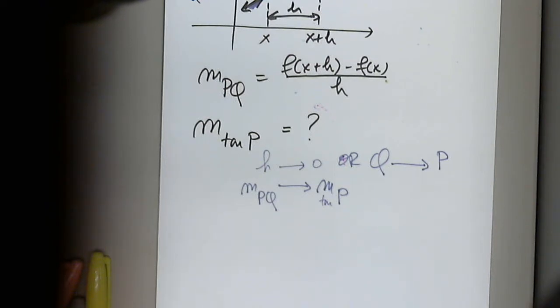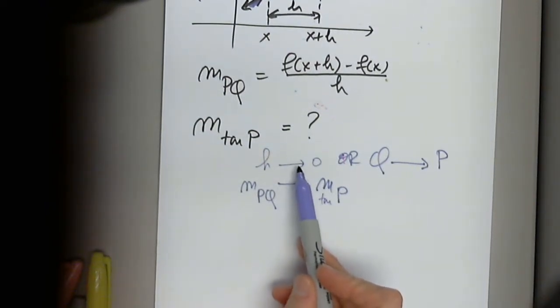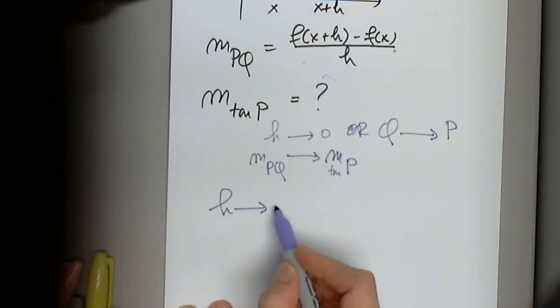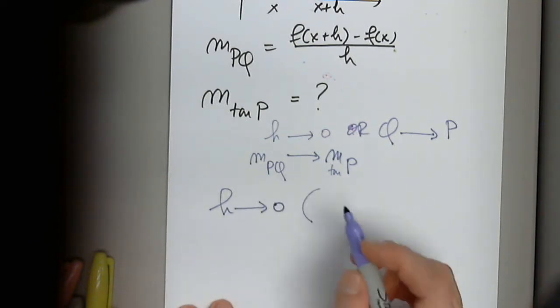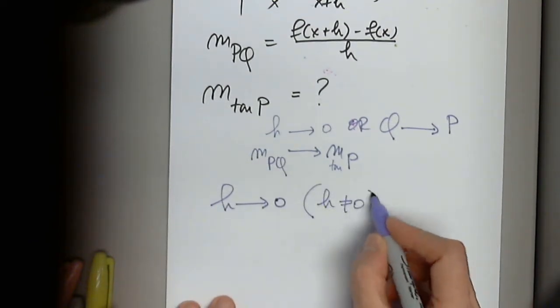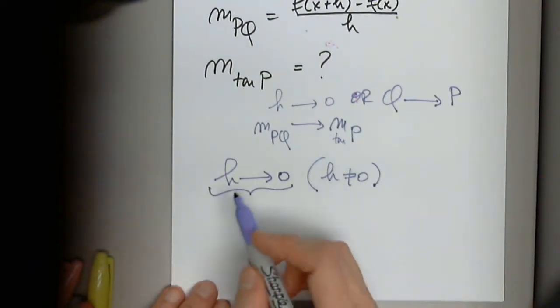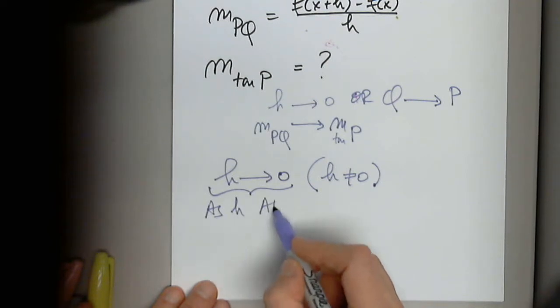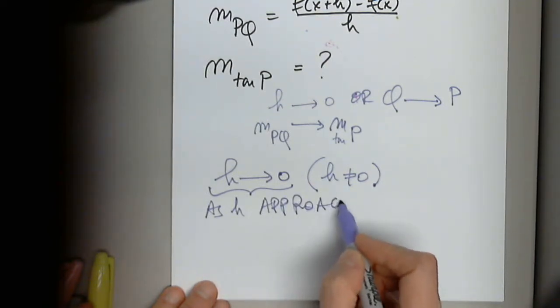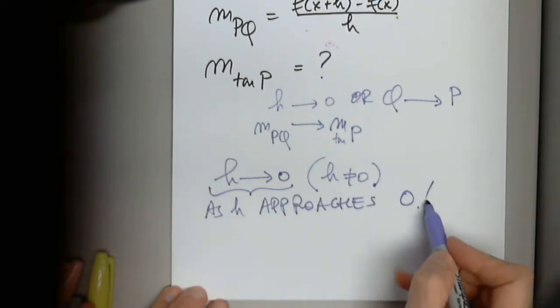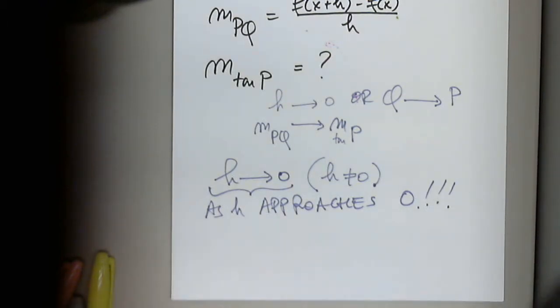Let me draw your attention to this symbol. When we say h approaches 0, we mean specifically h does not equal 0. So how do we read this? As h approaches 0, not equal to. We specifically mean h not equal to 0.